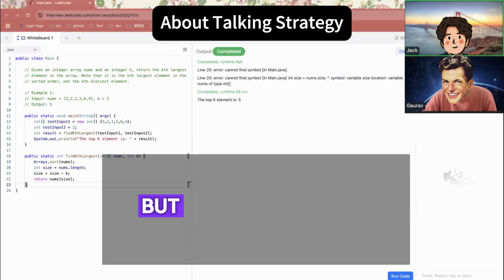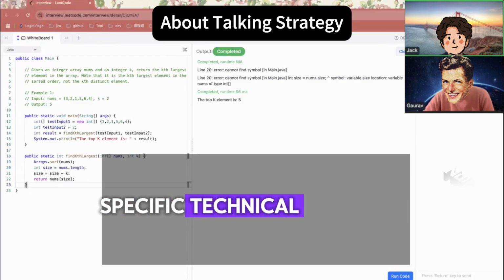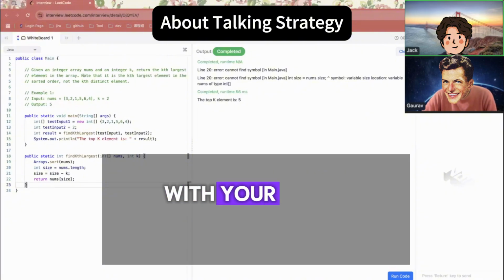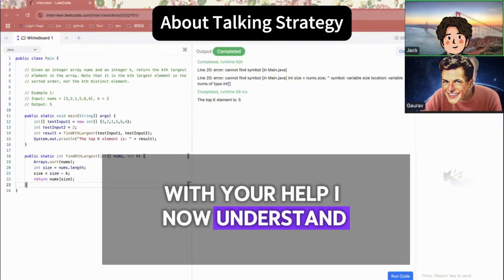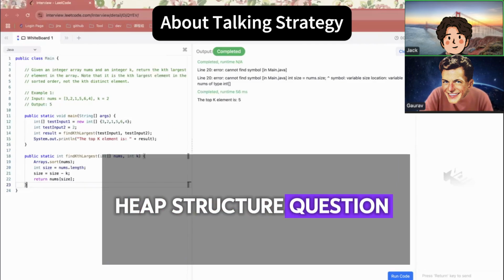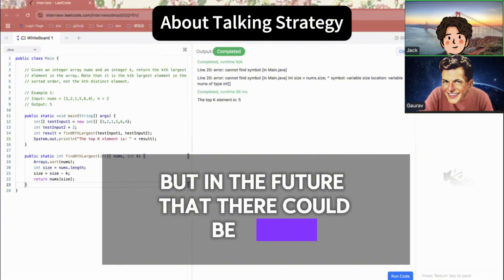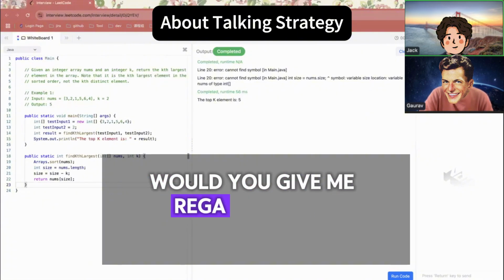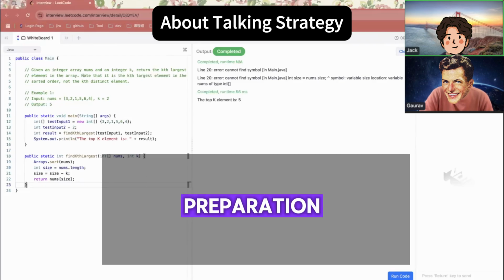Thank you for that. But I'm also wondering about the specific technical question, how can I prepare for this part? With your help, I now understand this is a heap structure question, but in the future there could be more. What kind of suggestions would you give me regarding question preparation?